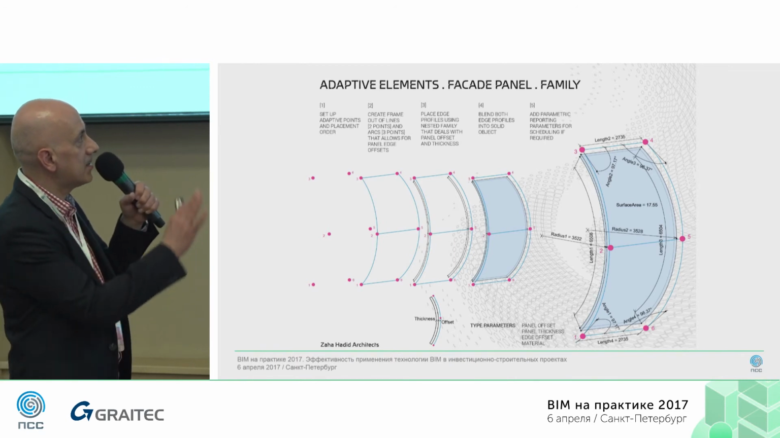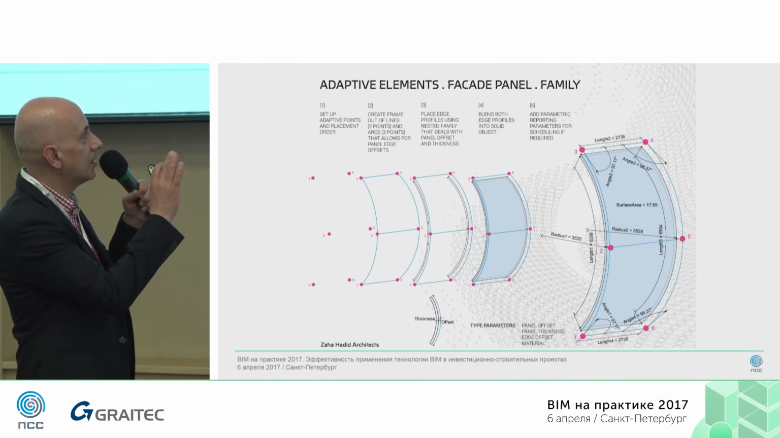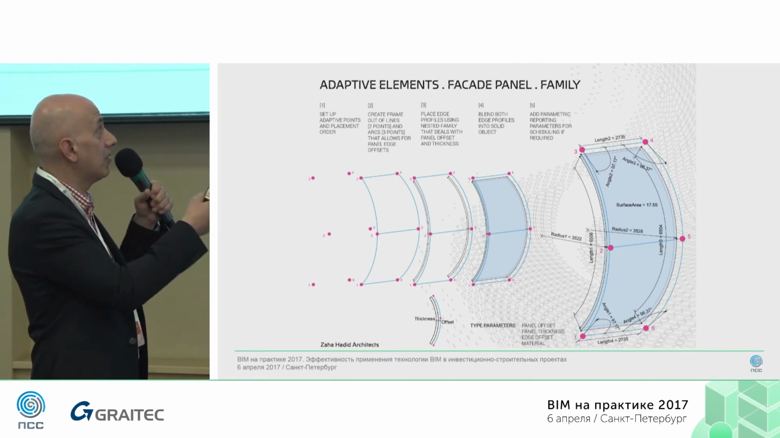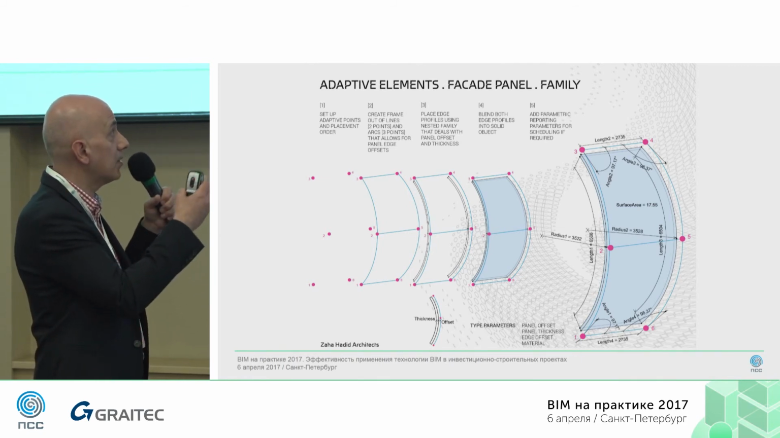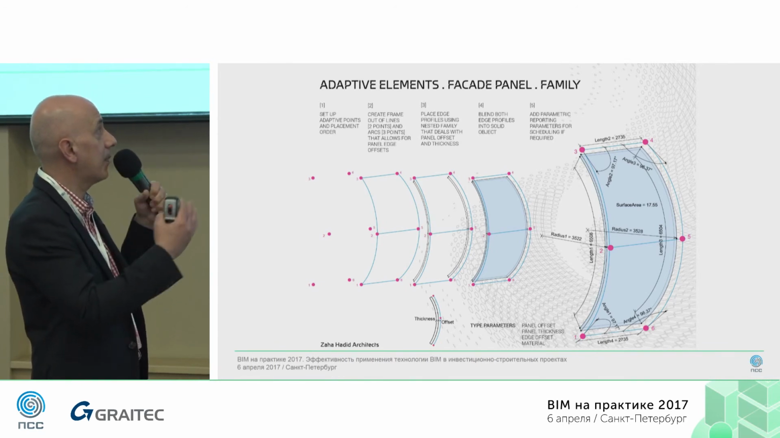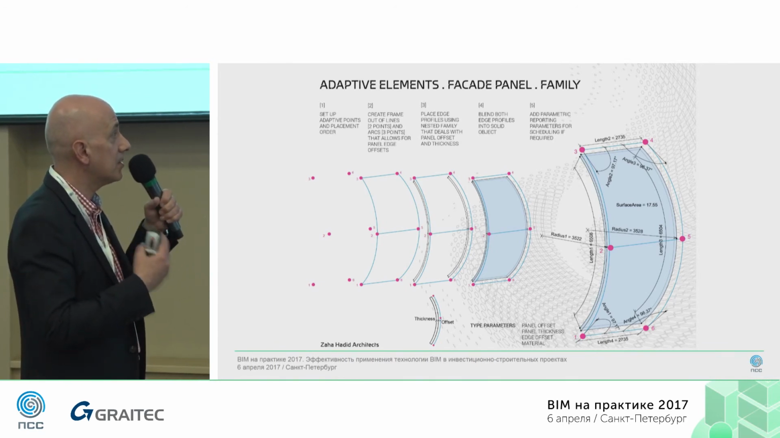And again, this is just another element of the building which we're starting to look at and utilize the benefits and the power of Revit and the whole BIM process, where we can start to look at the facade elements, the cladding, and start applying adaptive components to them.